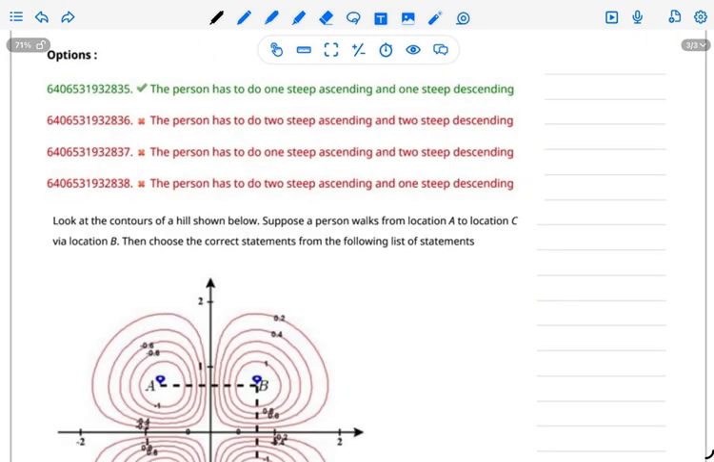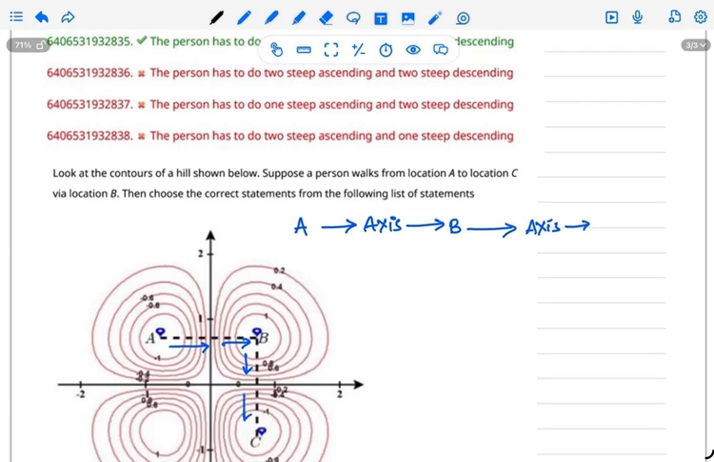Which options are correct? Okay. So the person is at position A. He is moving from A to the axis, in this direction, and from the axis to B, that is B, and then from B to the axis in this direction, and from the axis to C. So how the loss values change with respect to the axis and B, we will check.